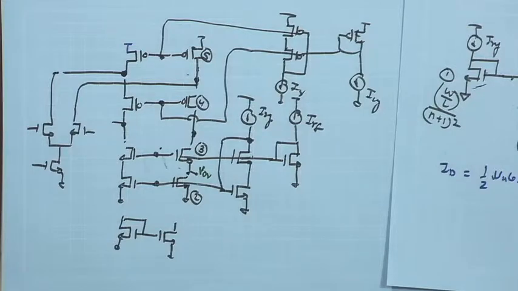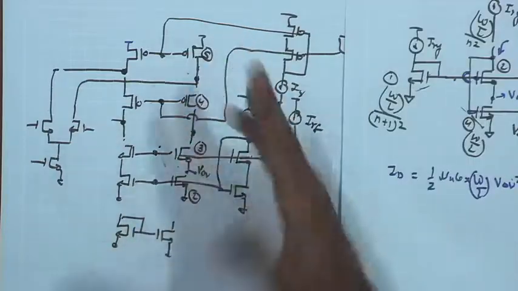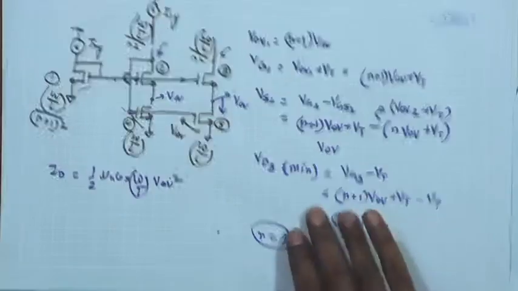So, any questions related to whatever we have discussed so far? Starting from the biasing, the current mirror and how we are applying it to bias the bottom two transistors, any part which is not clear, especially in this biasing.